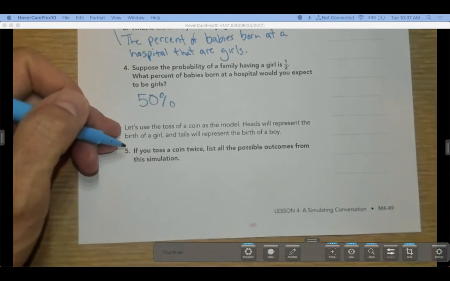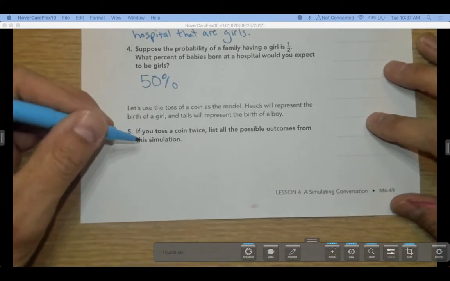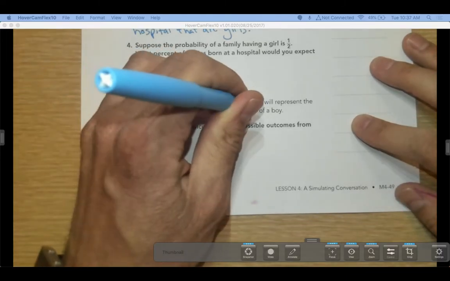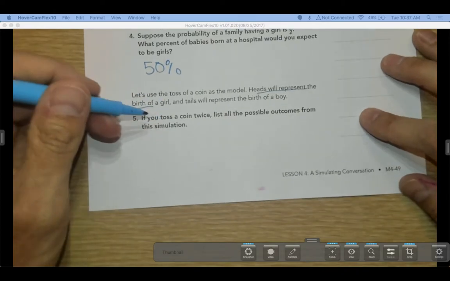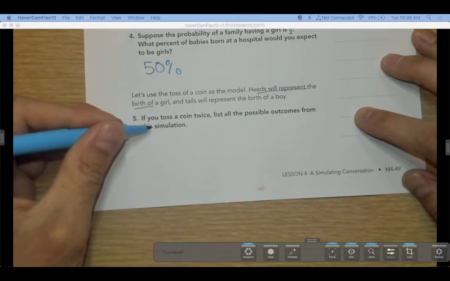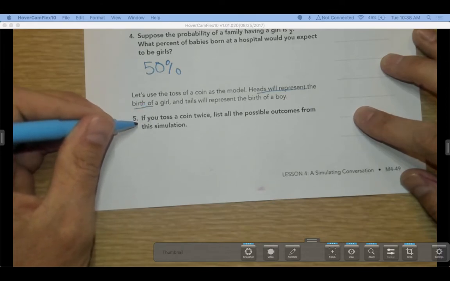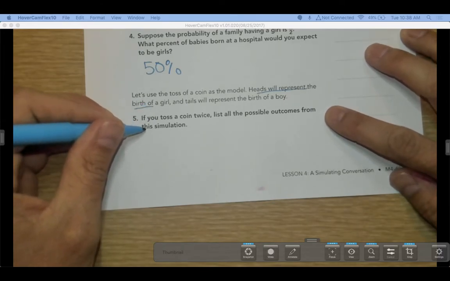Let's use the toss of a coin as a model. Heads will represent the birth of a girl, and tails will represent the birth of a boy. If you toss a coin twice, list all the possible outcomes from this simulation.